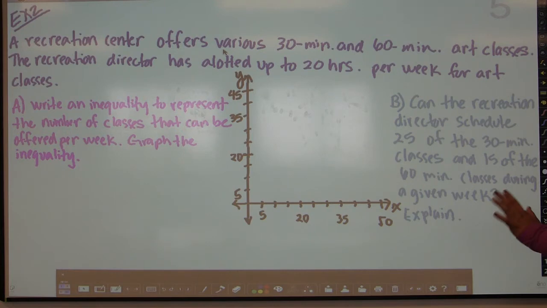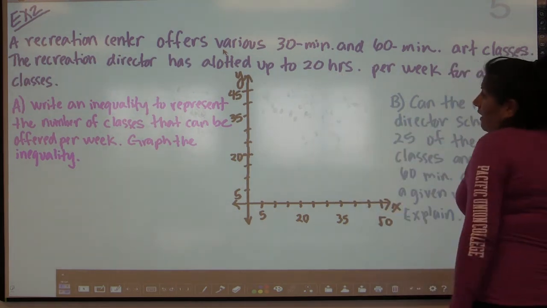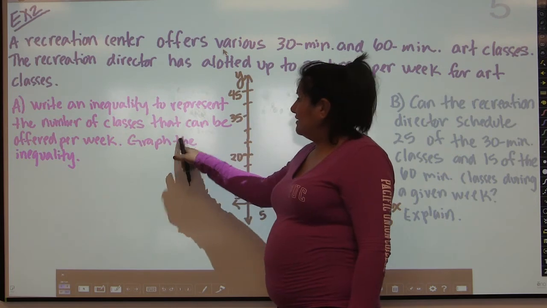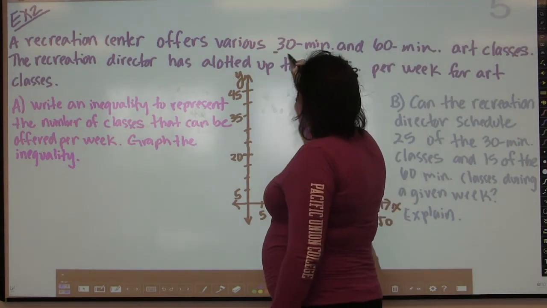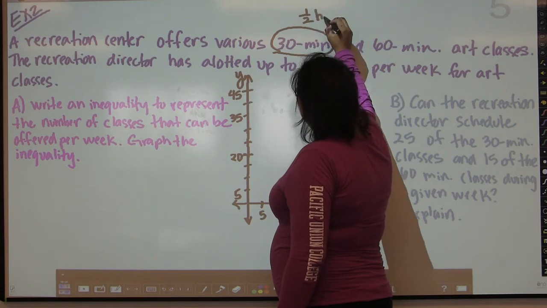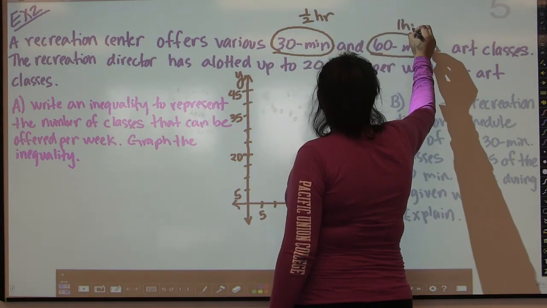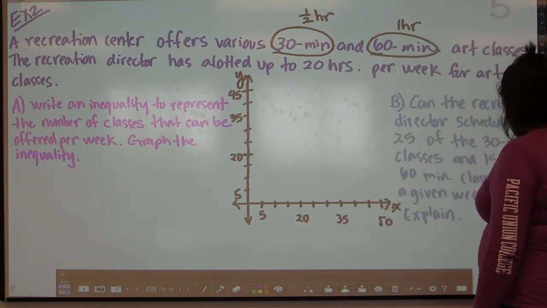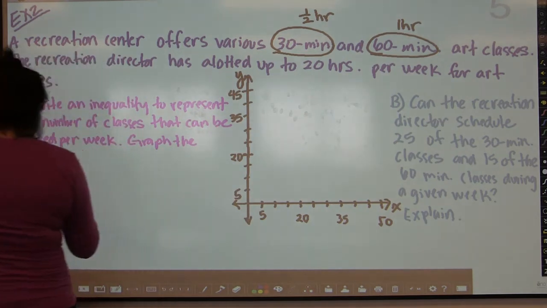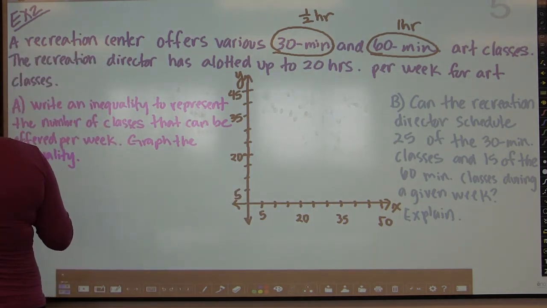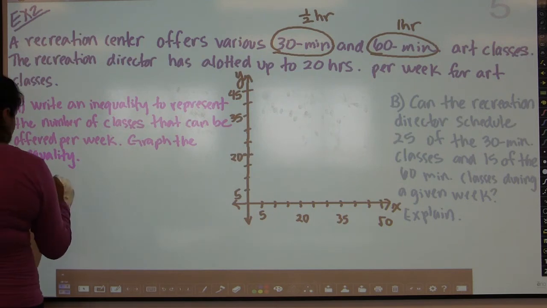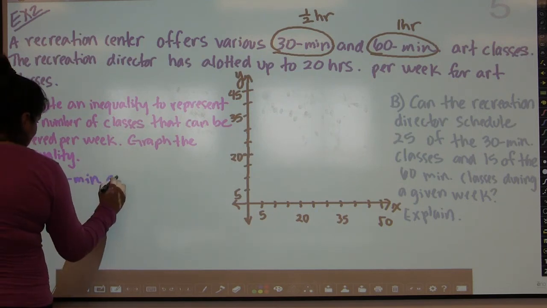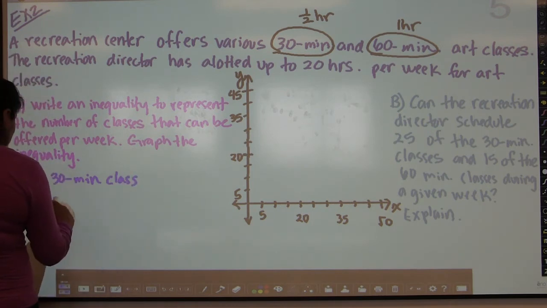All right, so what we want to do is convert this to hours here, because it talks about up to 20 hours, how many classes can be offered per week, but we're doing minutes here. So we want to convert our 30 minutes to a half hour, and 60 minutes is basically 1 hour. Okay, so what we want to do is define some variables. So we will say that X represents the half-hour classes. So X is the 30-minute class, and then Y will be the 60-minute class.